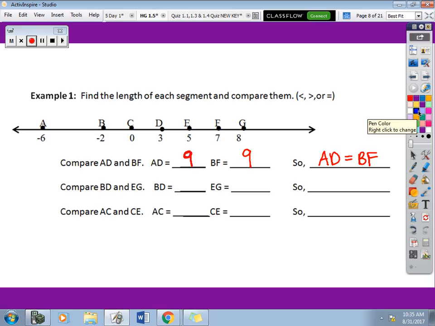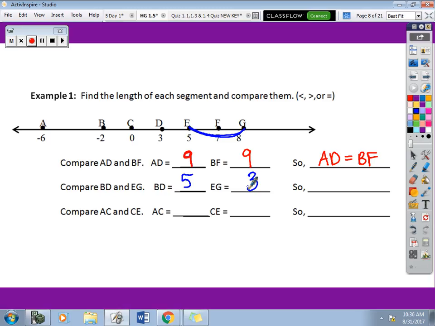Okay. Let's get some people I don't hear from very often. Caleb in the middle. What did you guys get for BD? 5. Very good. And how about for EG? Ben? 13. No. 3. All right. Be careful because that would be 8 minus 5, not 8 minus a negative 5, because we aren't rolling all the way to the negatives.